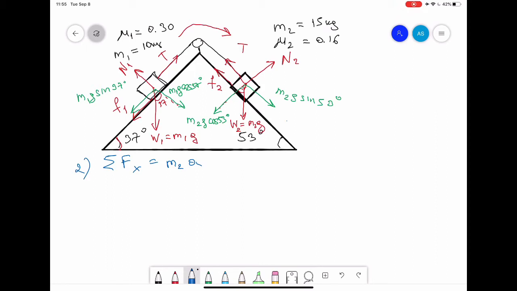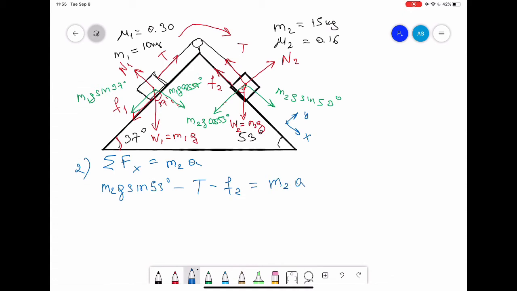Now, what is the sum of the forces in x direction? We call this direction x, and this will be our y. So in x direction for the right side box, we can say that m2g sine 53 degrees, negative tension because it is pointing in the opposite direction, minus friction 2, and that is equal to m2a.